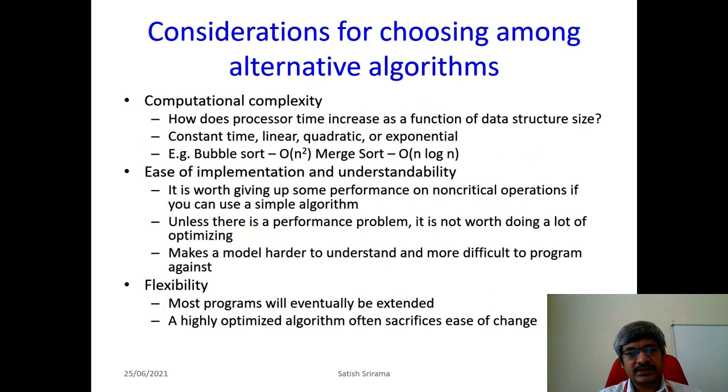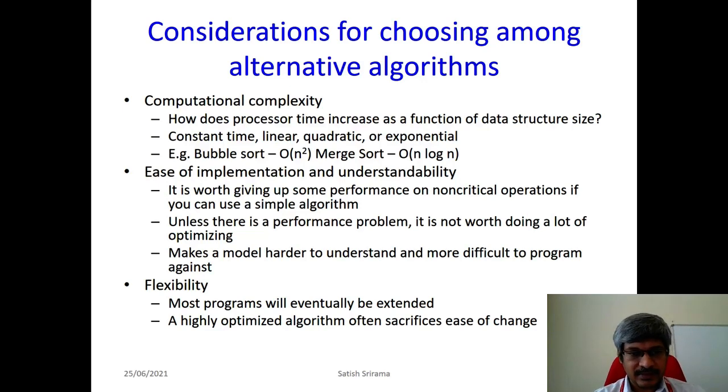The first one is definitely computational complexity. Since I assume all the students are taking a data structures course, you will understand it pretty straightforwardly. Computational complexity is very critical. Basically it tells how processor time increases as a function of data structure size. As the input size increases, what is happening to the processing time? That is what is defined in computational complexity.